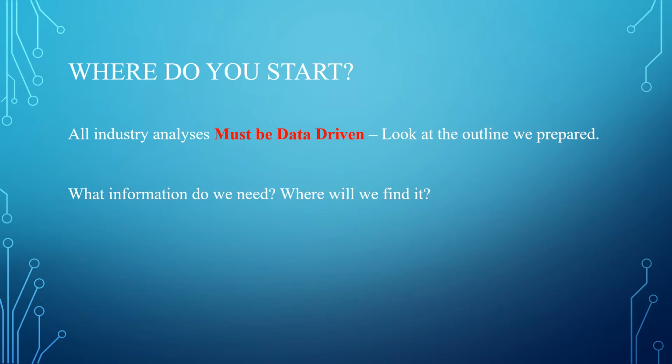Look at the outline that we prepared for COOLBOX. It is asking a number of questions about the industry in terms of data associated with the industry. So one of the first questions we would need to ask is, what information do we need and where are we likely to find it?